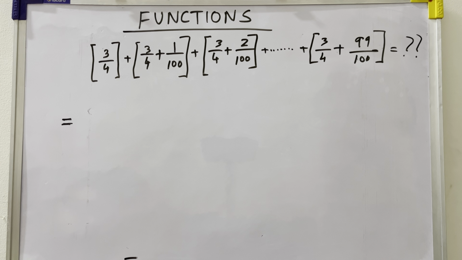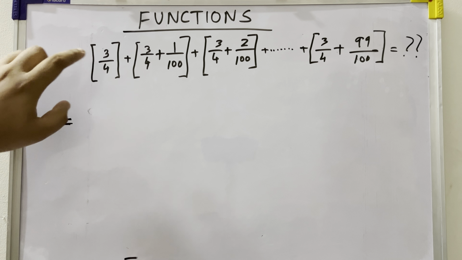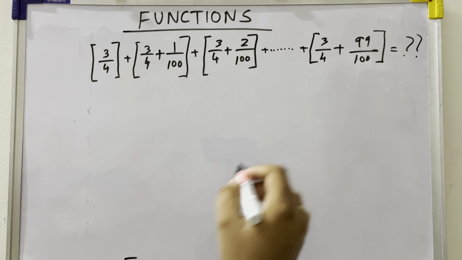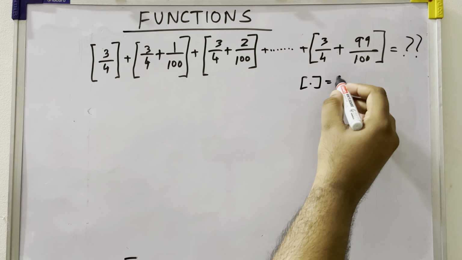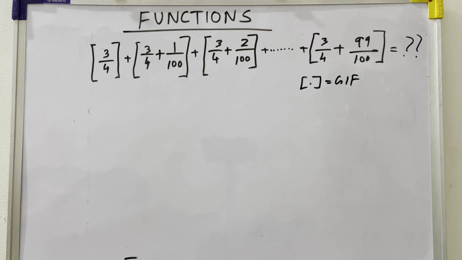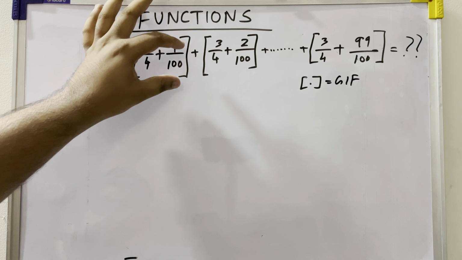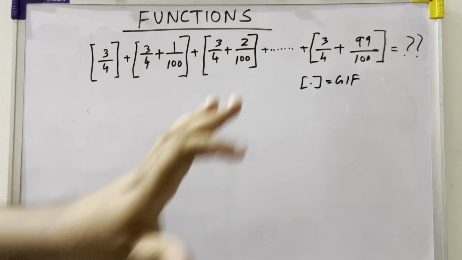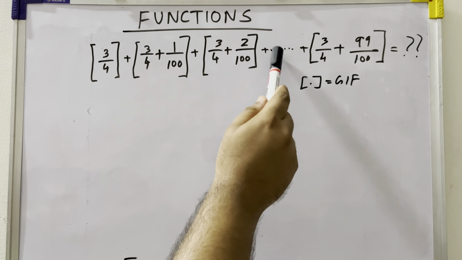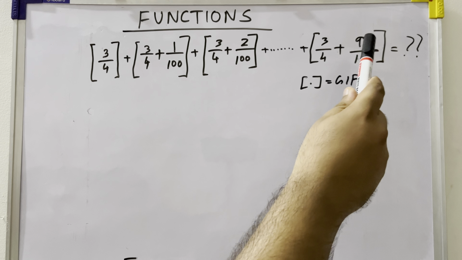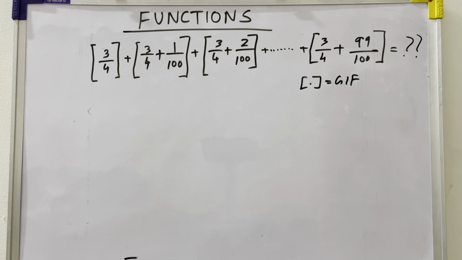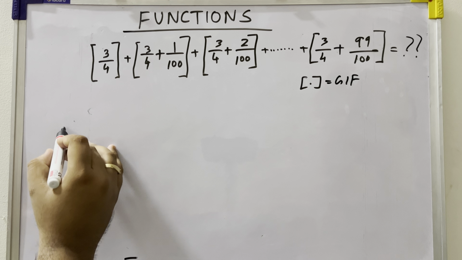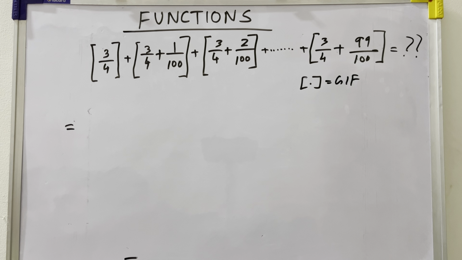So the question is: the greatest integer function of 3/4, plus the greatest integer function of 3/4 + 1/100, till 3/4 + 99/100. So 3/4 plus 1/100, 2/100, 3/100, 4/100 till 99/100. Many of you will think that this is a very tough problem, but let me tell you that solving this is very easy. Now see how we will solve this problem of functions.